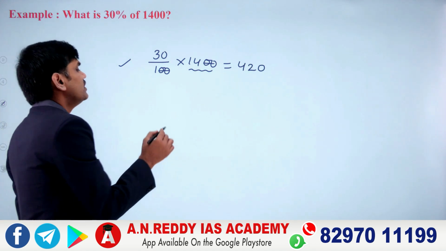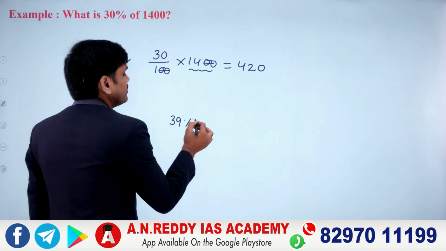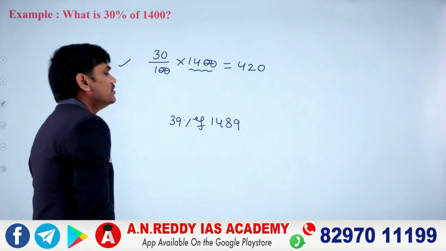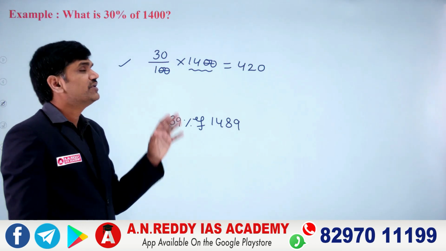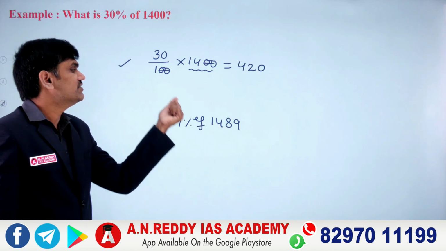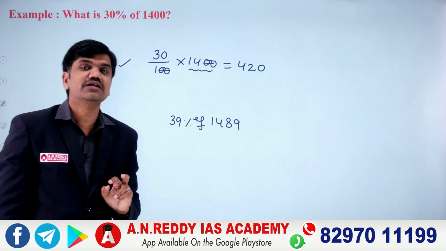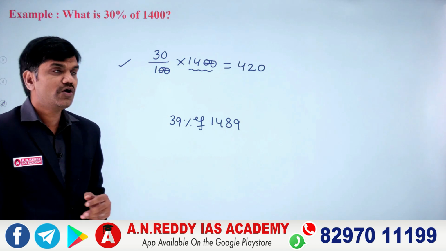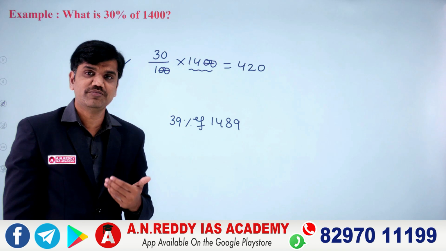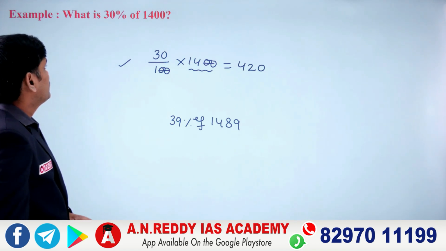Say for example, your requirement is to find some 39% of say some 1489, let us say. So here, going by this technique will not give you the answer quickly. The reason being, this number is not getting cancelled with 100. So in such a case, it becomes difficult for you to handle the calculation. Then how can we solve it without putting 100 at the denominator? Sir, is there any better technique? Definitely yes, there is. I will show you that. So let me go for one more example.